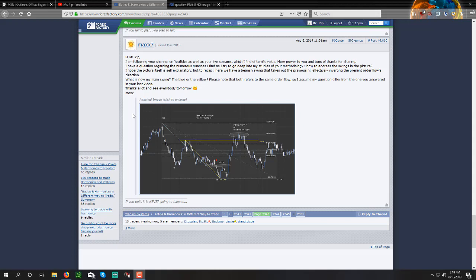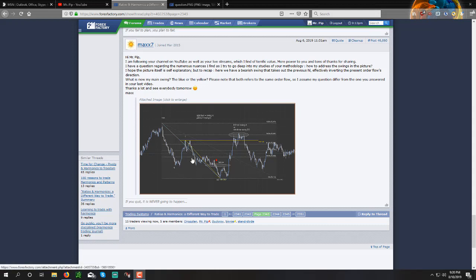I hope the picture itself is self-explanatory, but to recap, here we have a bearish swing that takes place out of the previous higher low. So he's talking about this swing right here. Out of the previous higher low would be this one. Okay. Effectively inverting the present order flow's direction.